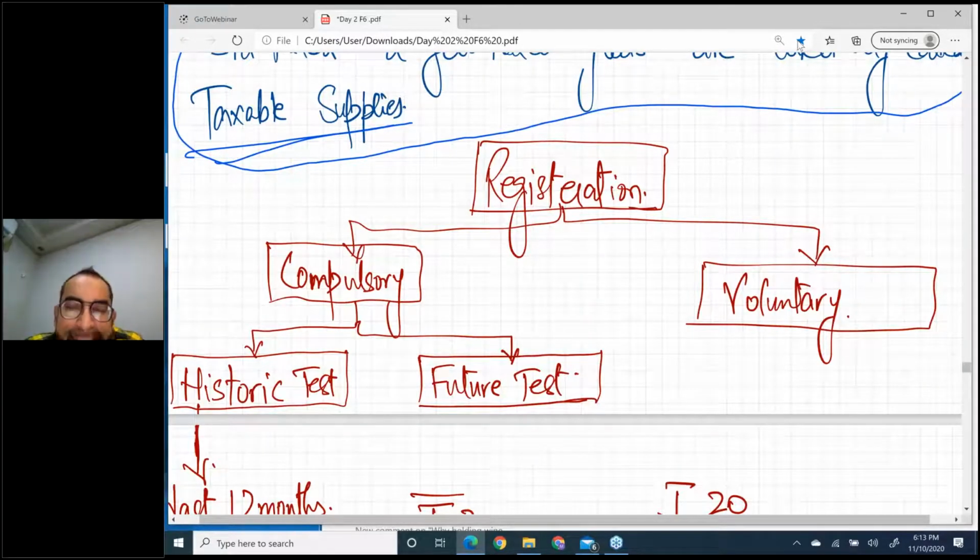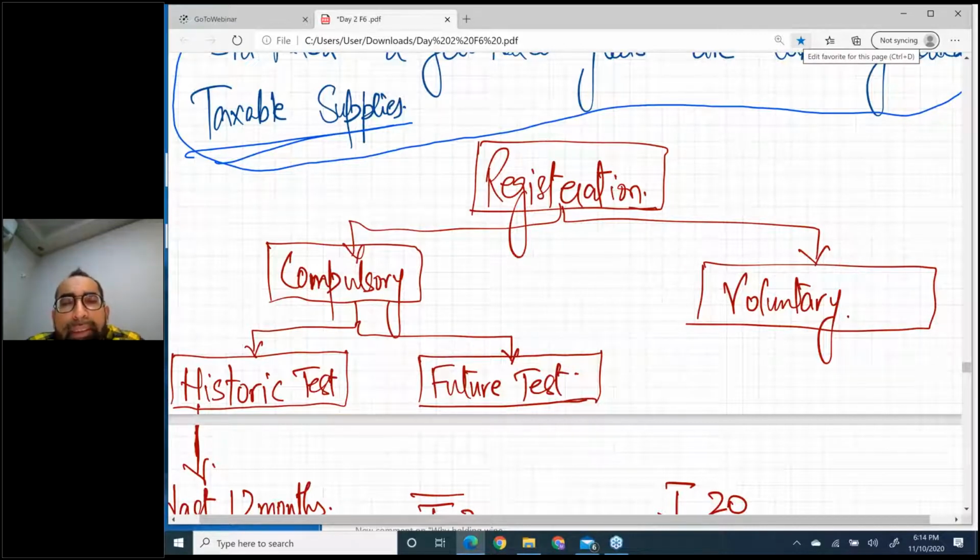Only a registered trader can claim input VAT. That means if you want to claim input VAT, first of all you must be registered. Unregistered guys are not allowed even to enter the tax department. These are very basic things. I'm sure you know this before.